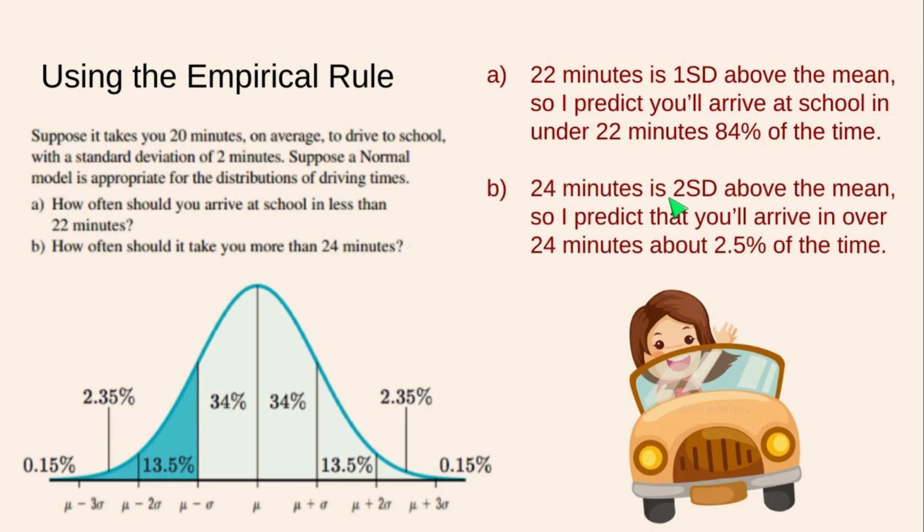Also, 24 minutes is 2 standard deviations above the mean. So I predict that you'll arrive in over 24 minutes about 2.5% of the time. This is identical to the problem we did on the prior slide. 2.35 plus 0.15 is 2.5. That's above 2 standard deviations, so that is the odds that we would arrive past 24 minutes.